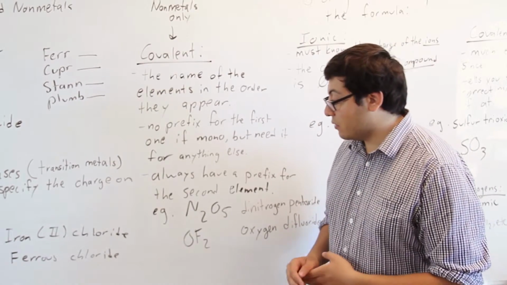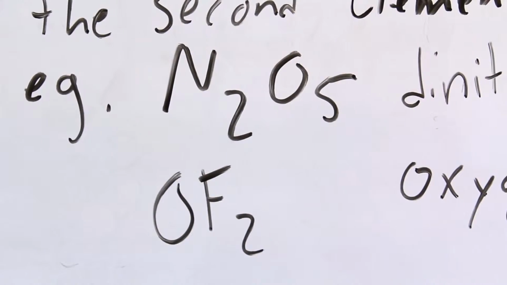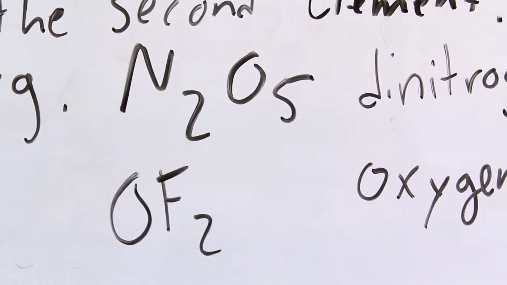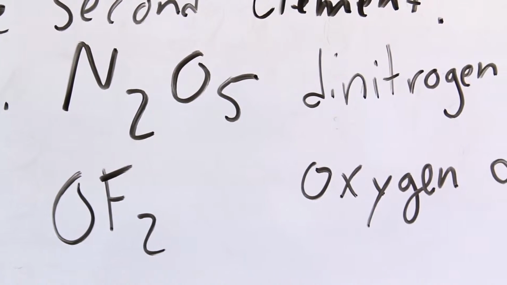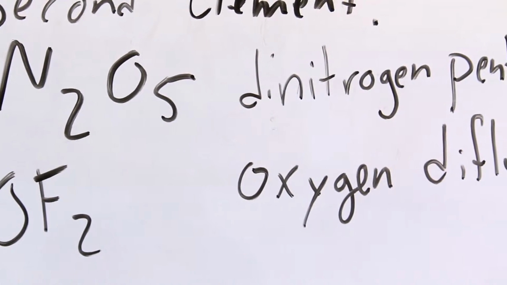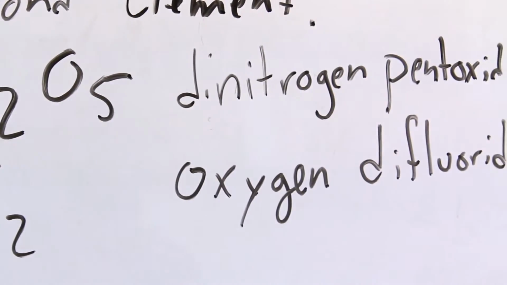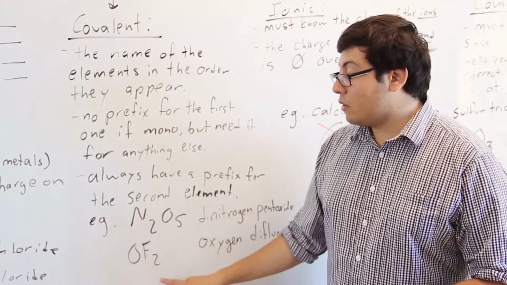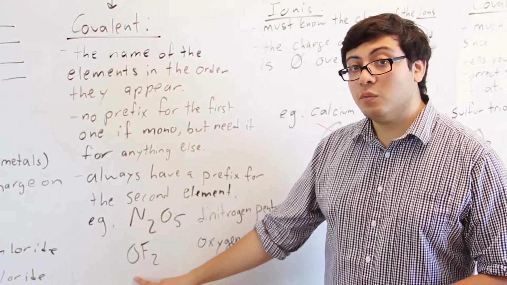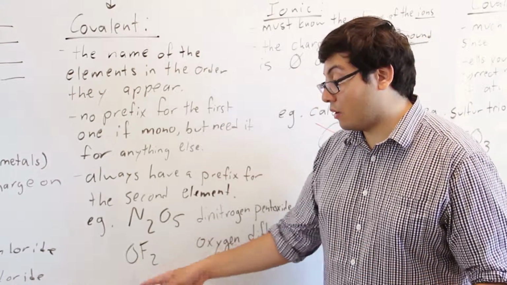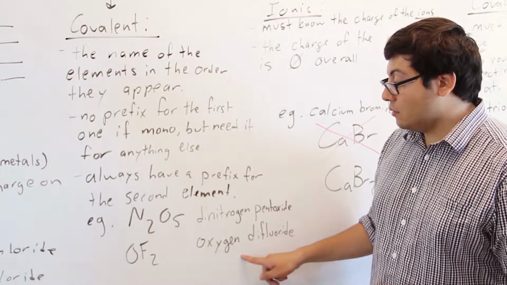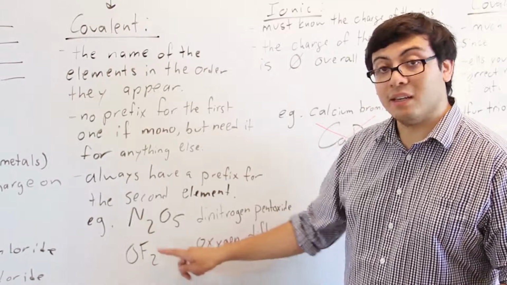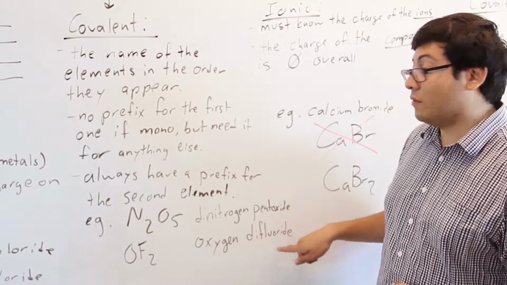So let's take a look at a couple of examples. N2O5. Because there are 2 nitrogens, we need to specify that there are 2. So that's dinitrogen, and because there are 5 oxygens, we say pentoxide. OF2: because there's only 1 oxygen, we don't need to write monooxide or monooxygen. It's just oxygen, and because there are 2 fluorines, and it's the second element, we need to say it's difluoride.